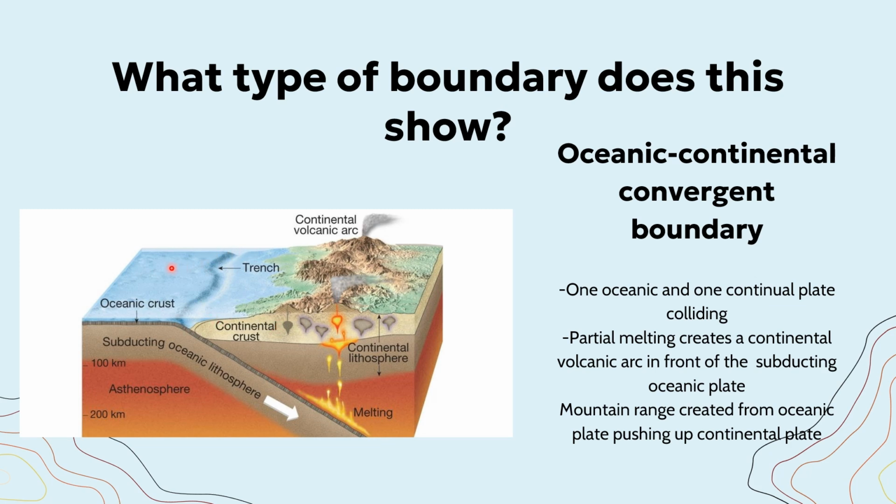And another telltale sign of the convergent boundary is this trench right here, that valley that you see. And then partial melting, that's shown right here, causes a continental volcanic arc, pardon me. And a mountain range is also created from the compressional forces of this plate smashing into the continental plate and smashing mountains together.